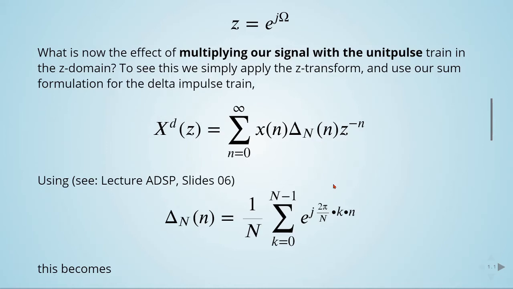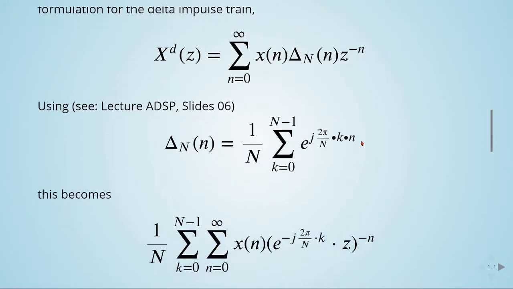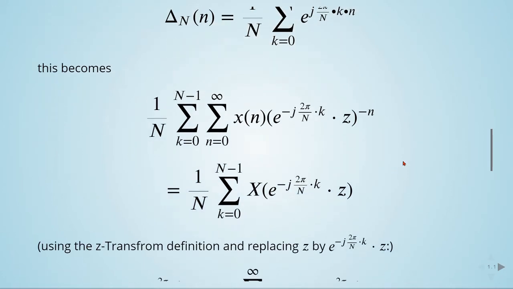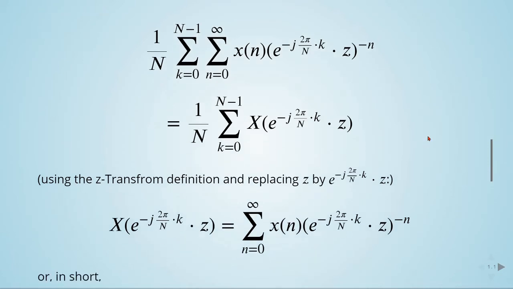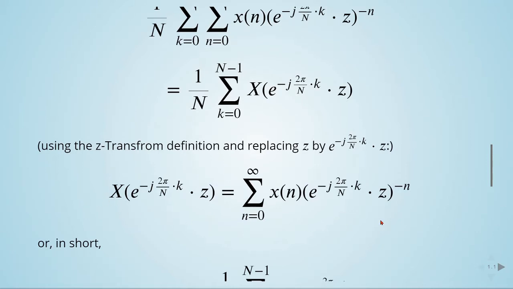So this becomes this double sum here, and the result is this sum here, 1 divided by N, the sum from k going from 0 to N minus 1, capital X of e to the power minus j 2 pi divided by N k times z. Using the Z transform definition and replacing z by e to the power of minus j times 2 pi divided by N times k times z, we get this relation here.